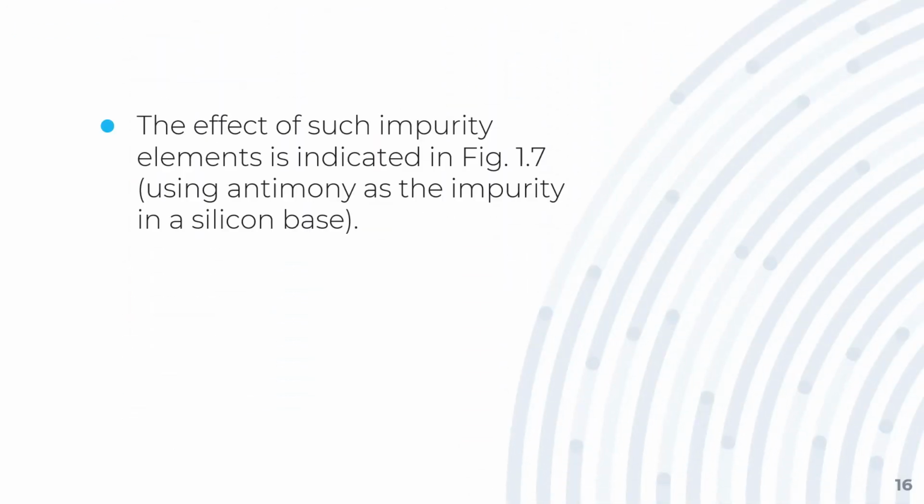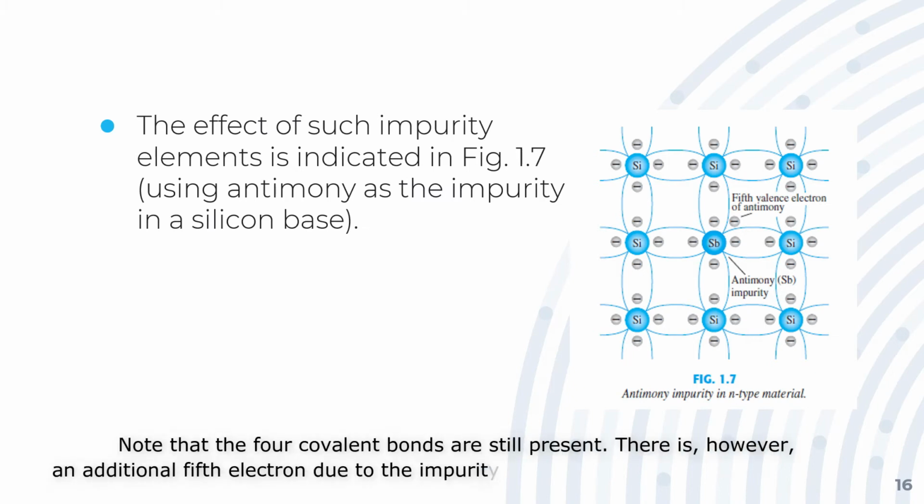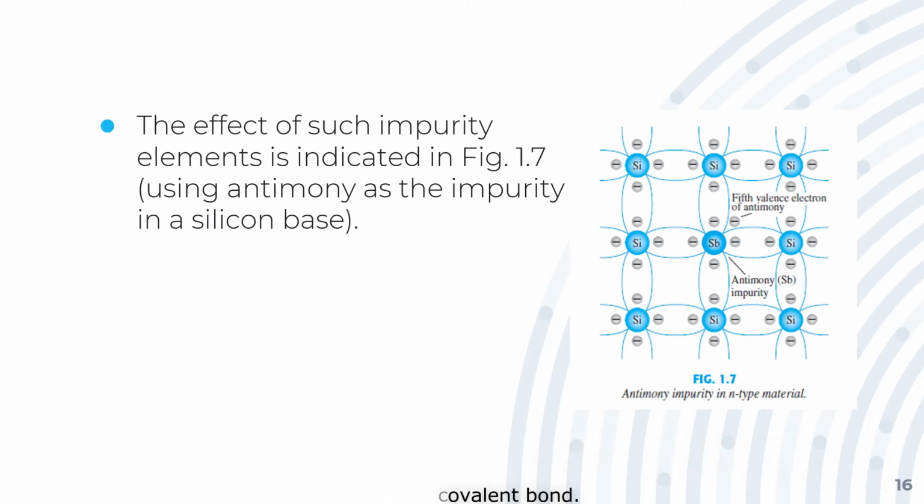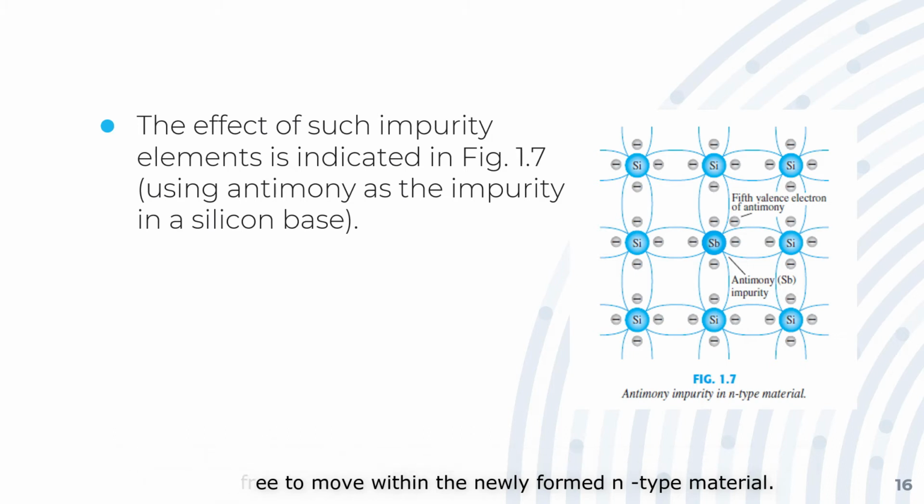The effect of such impurity elements is indicated in figure 1.7 using antimony as the impurity in a silicon base. Note that the 4 covalent bonds are still present. There is, however, an additional 5th electron due to the impurity atom, which is unassociated with any particular covalent bond. This remaining electron, loosely bound to its parent antimony atom, is relatively free to move within the newly formed n-type material.